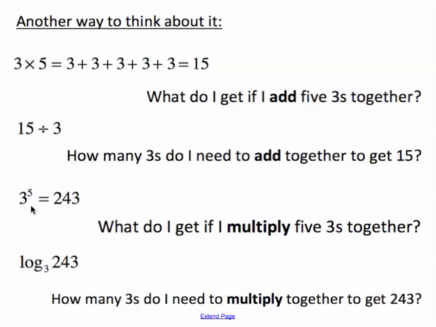Similarly, 3 to the power of 5 is asking, what do I get if I multiply 5 3's together? And the answer is 243. Whereas log base 3 of 243 is asking, how many 3's do I need to multiply together to get 243? In other words, what exponent is missing? Remember, the exponent tells you how many 3's to multiply together. This 5 means multiply 5 3's together. So if that's helpful, that's another way of thinking about it.